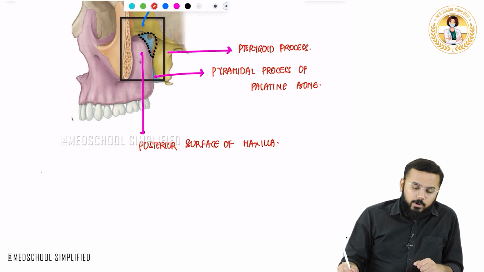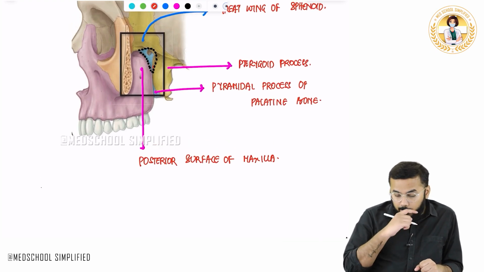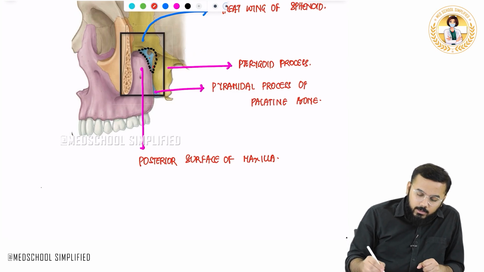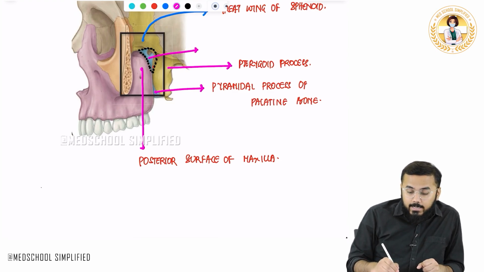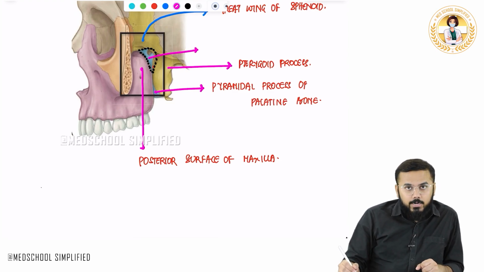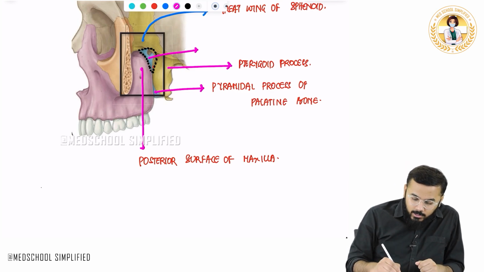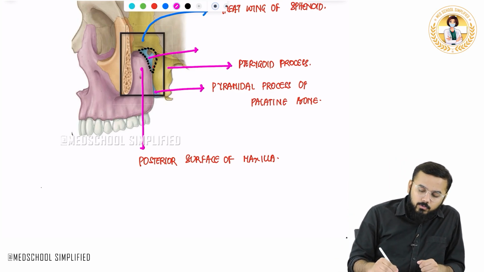Okay. Next important thing is, what do you have medially, right? You see this blue color thing in the center here, right? Center of what? Center of the infratemporal fossa. Exactly in the center of the infratemporal fossa you see this blue color thing. This forms the medial wall. So medially, what do we have?